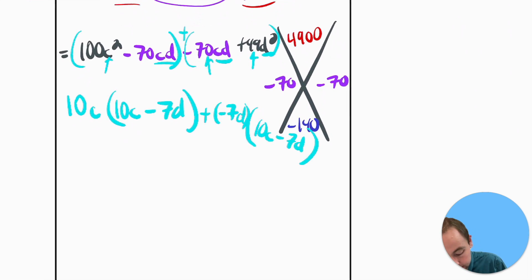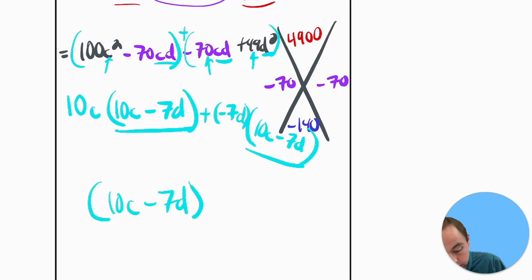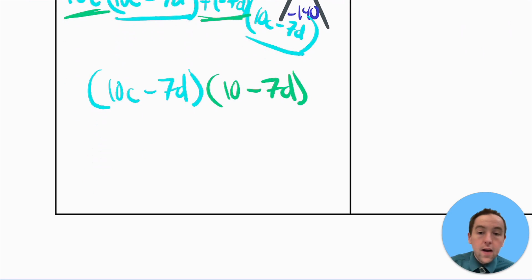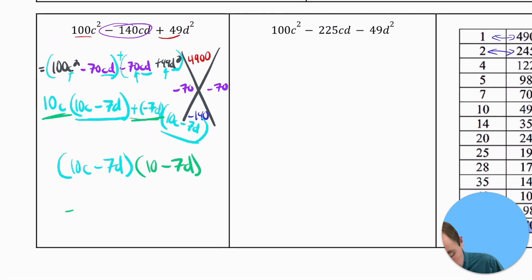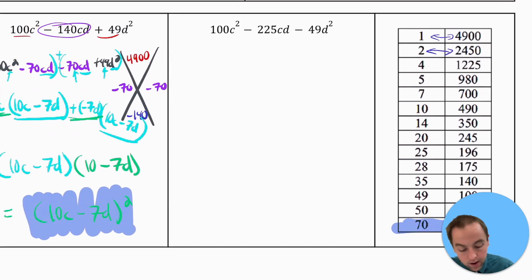Because you have the 10c minus 7d in common, you can take that out as the common factor from both of those terms, and you'll also end up with 10c plus the negative 7d, so 10c minus 7d. And then you realize, oh hey, it's 10c minus 7d and 10c minus 7d, so it's actually 10c minus 7d squared, and so that does indeed factor as that.